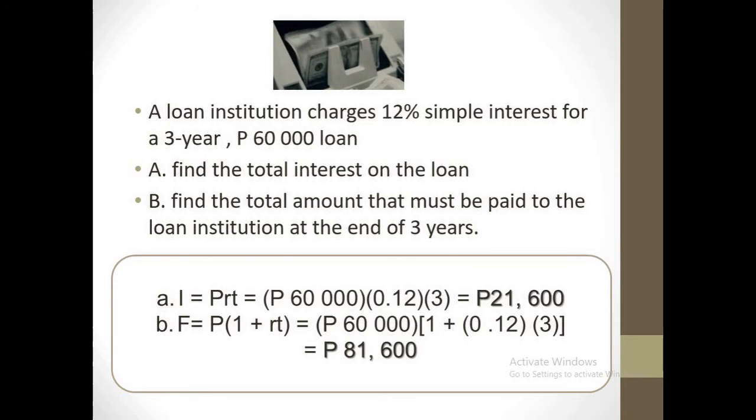Next is letter B. So what we are going to find is the total amount that must be paid at the end of 3 years. So that is F is equal to P times 1 plus RT. That is equal to 60,000 pesos multiplied by the bracket 1 plus 0.12 times the quantity 3. So that is equal to 81,600 pesos. So the total amount that must be paid to the loan institution at the end of 3 years is 81,600 pesos. Next problem.